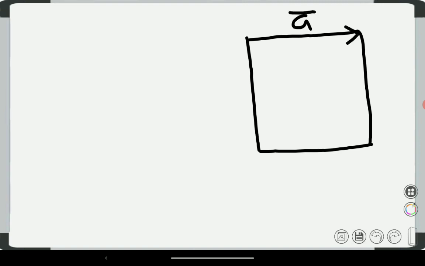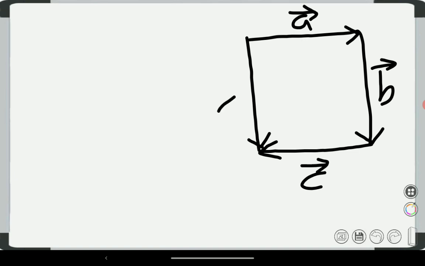This side is A vector and this is B vector and this is C vector and this is D vector. This is the figure. You can see the textbook. So the question, first one is, what are the co-initial vectors?